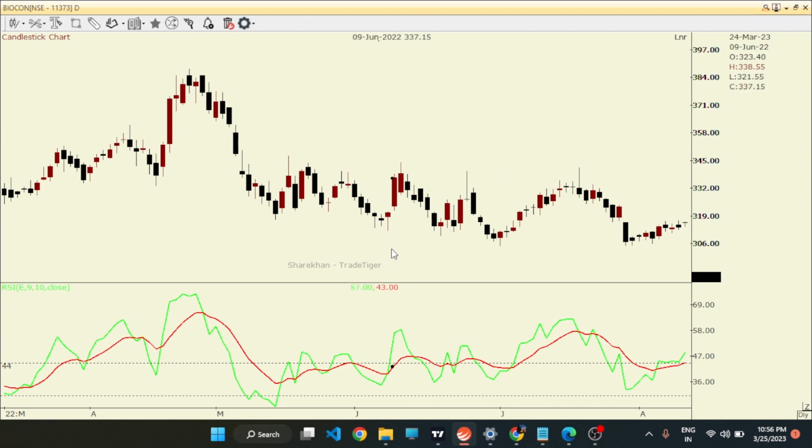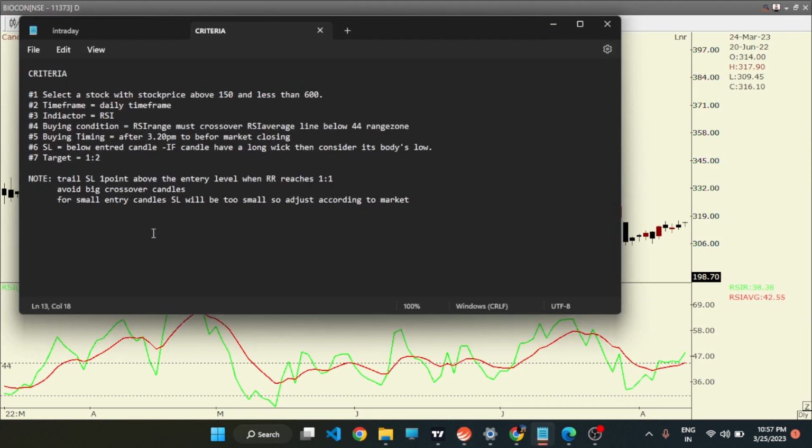Then it gave another entry on 8th June. Yeah, this candle. 337.15 will be the candle closing, and low will be 321. It's a 17 rupee SL, 17 points. From the closing of 337, it made a high of 344. It has not even reached 1:1 RR. This kind of trade, this is a healthy candle. Most of the times we are unable to decide when this criteria applies.